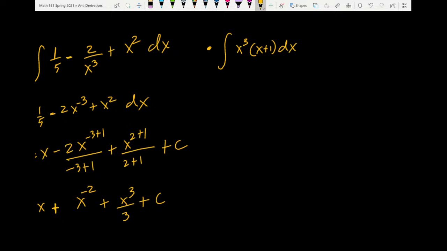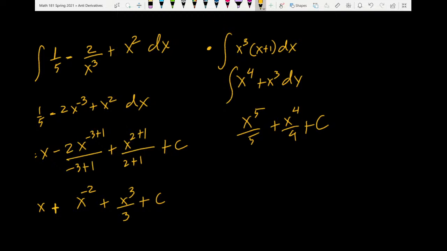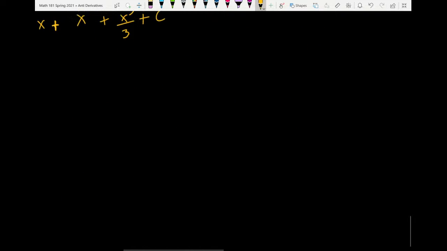This one, just multiply it out. x to the 4th plus x to the third dx. So therefore this gets x to the 5 over 5 plus x to the 4th over 4 plus c. All right, let's try some other one.